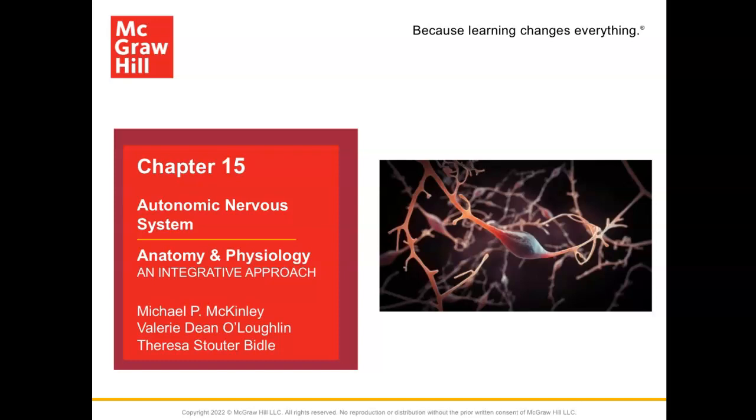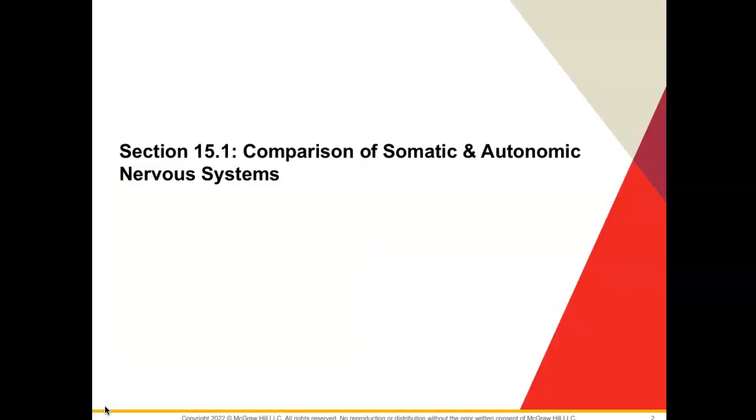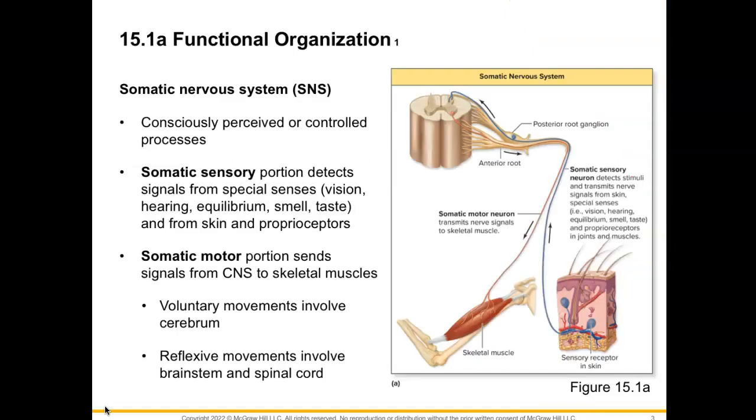Hello and welcome to your Chapter 15 video lecture series where we're going to talk about the autonomic nervous system. We'll start off with section 15.1 to discuss the comparison of the somatic and autonomic nervous systems.